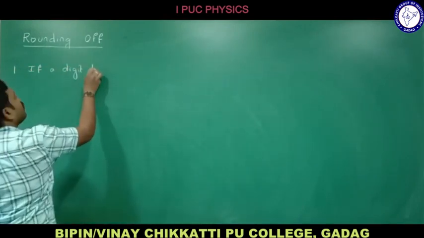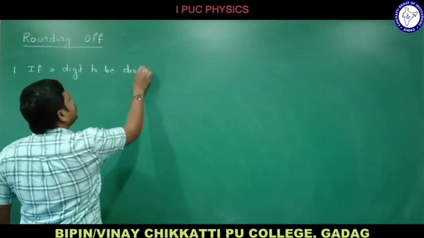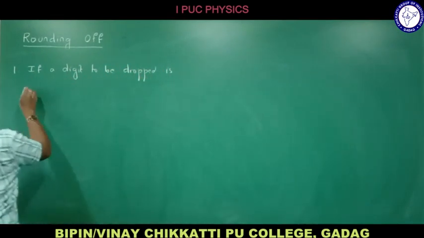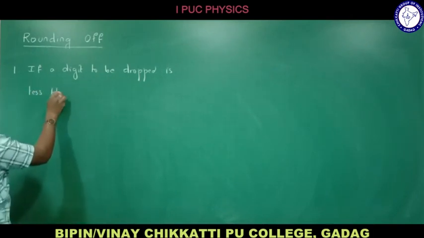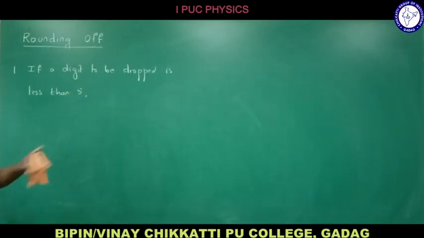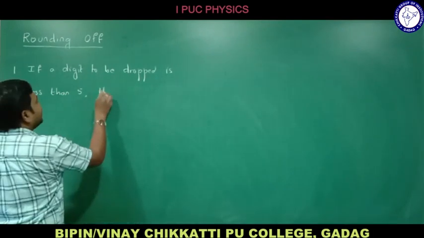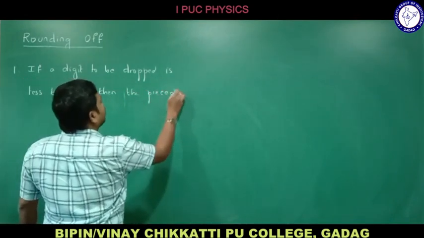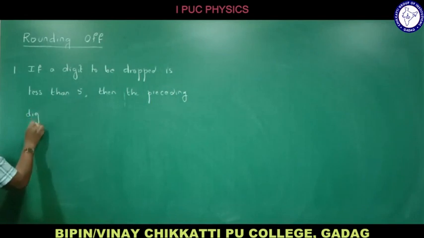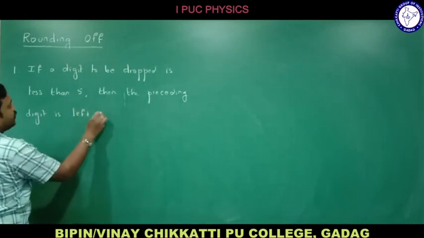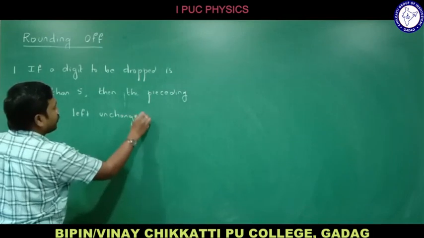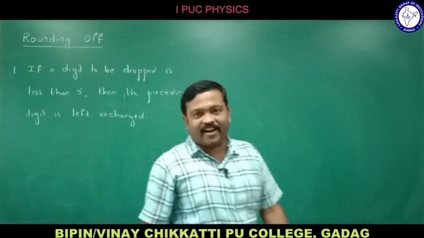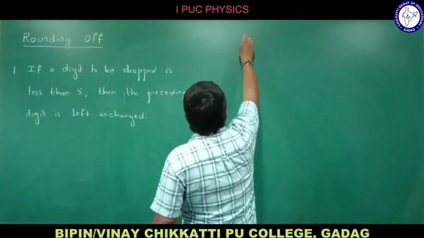Okay, the first rule says that if a digit to be dropped is less than 5, then the preceding digit is left unchanged. This is rule number 1, right? If a digit to be dropped is less than 5, then the preceding digit is left unchanged.